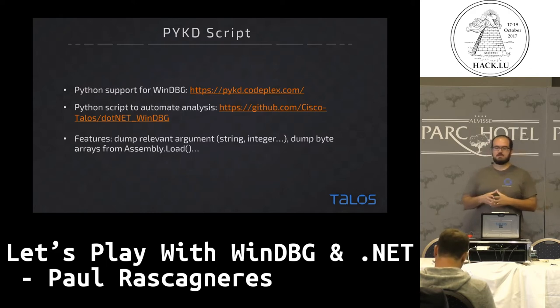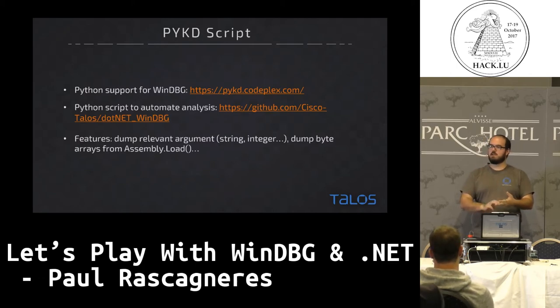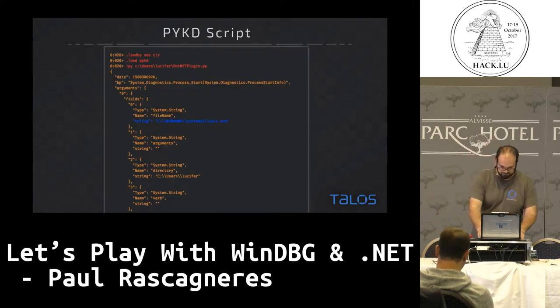And what is the purpose of the script? You put in some configuration. You say, I want to monitor, I don't know, download file, process create, or load assembly. For each function you set, if it's a start process typically, it will log every string and integer for you. If it's assembly load, it will dump to file every byte array in the arguments of assembly load, etc. The output will be in JSON if you need to parse it for a project or whatever you want.